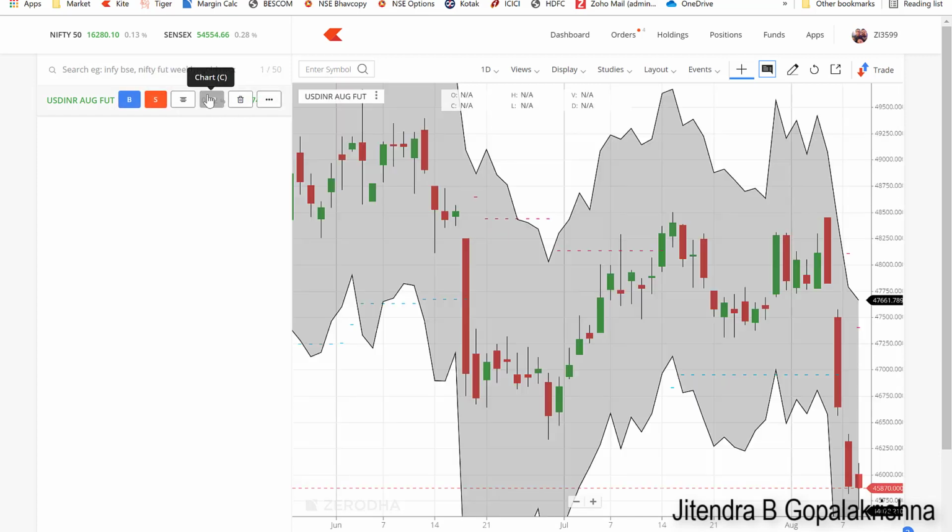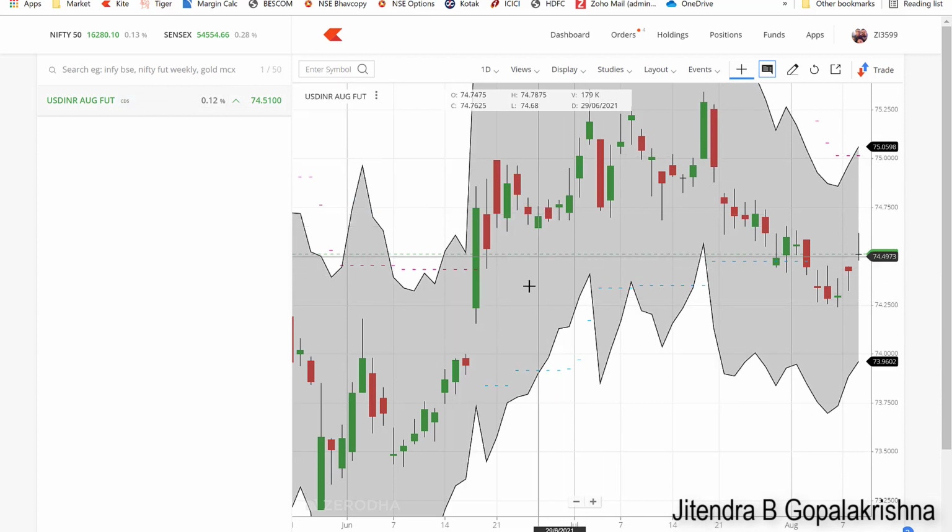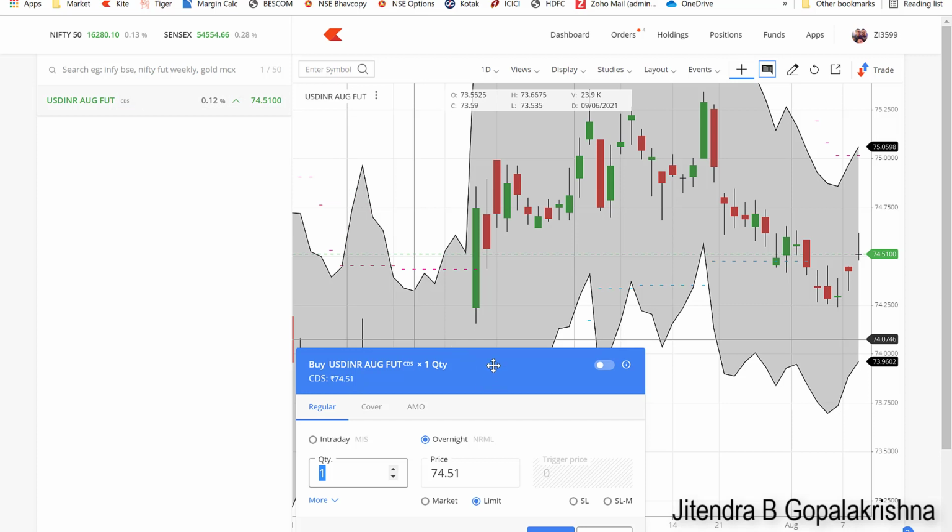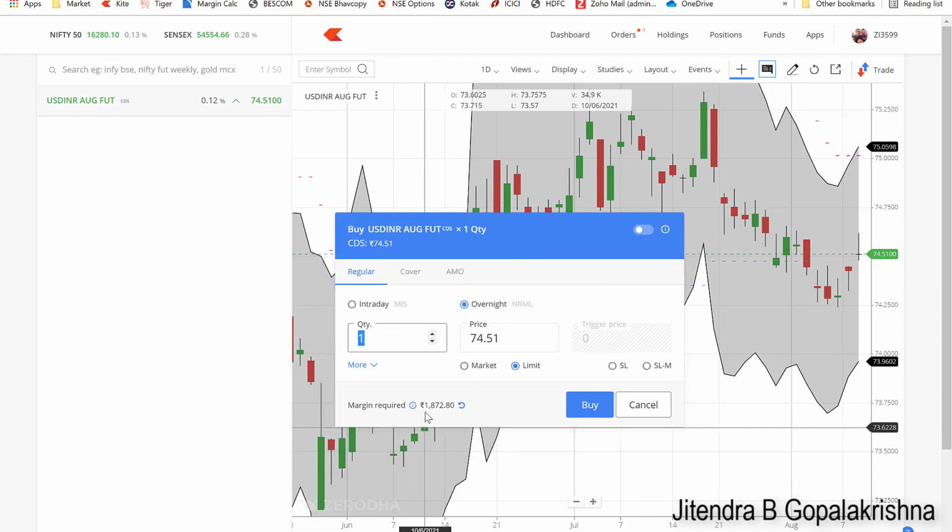And if you click on that chart, you will get the chart as well, and you can accordingly trade. It moves in fractions, so people trade in those fractions. And again, here the margin requirement is very low. For buying 1 unit, you just need about 1,800 rupees. So if you have less capital, you can think about trading in currency futures as well, right?